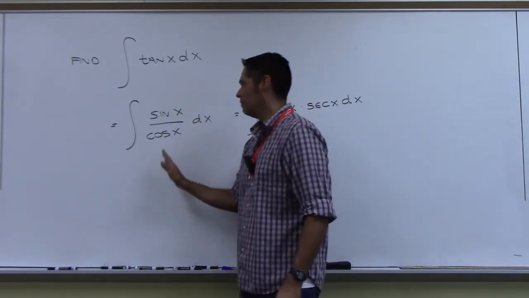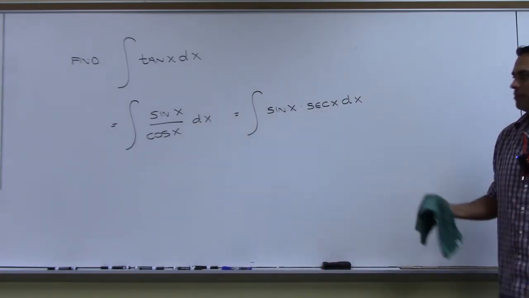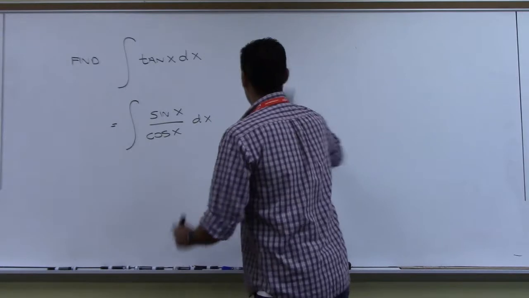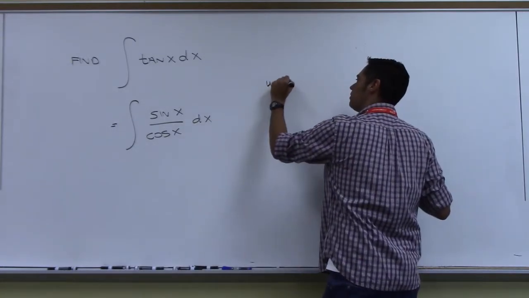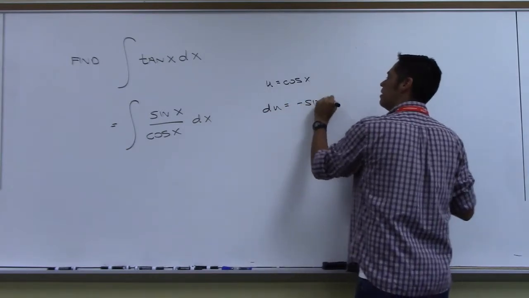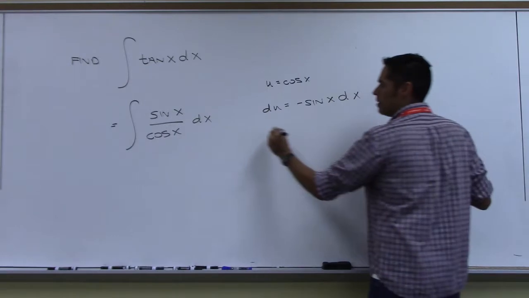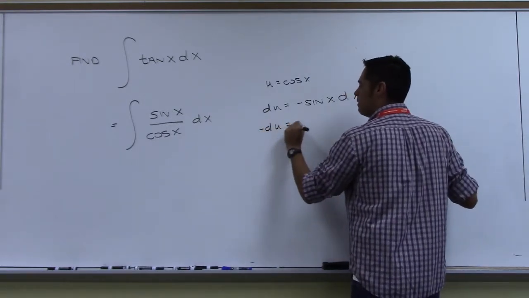Start over. Basic substitution. Do you see something in its derivative? Okay. U is cosine x. Du is negative sine x dx. Do you see its derivative there? Yeah, it's up top, right? Oh, that's perfect. That's what I needed.